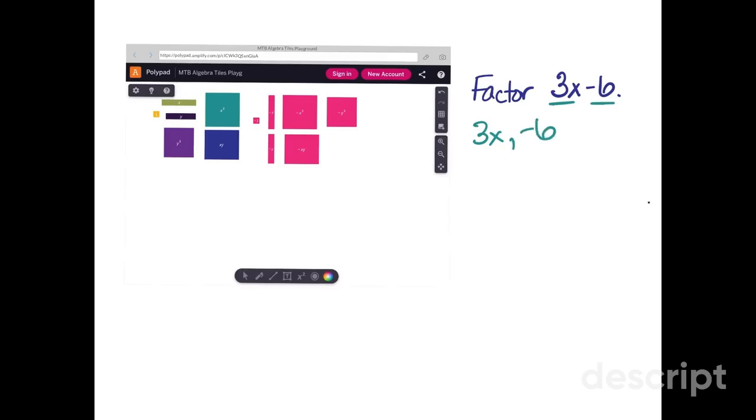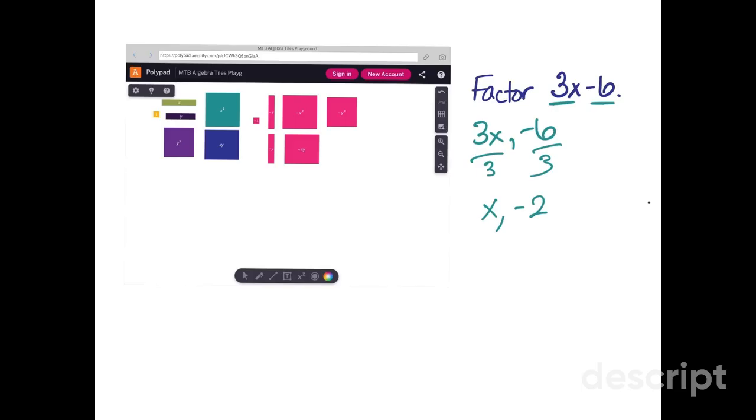So if I think about 3x and negative 6, 3x is 3 times x. And negative 6 doesn't have an x in it, but negative 6 is divisible by 3. So if I divide each of these by 3, I get 3 over 3 times x, 1x. And negative 6 divided by 3 is negative 2.